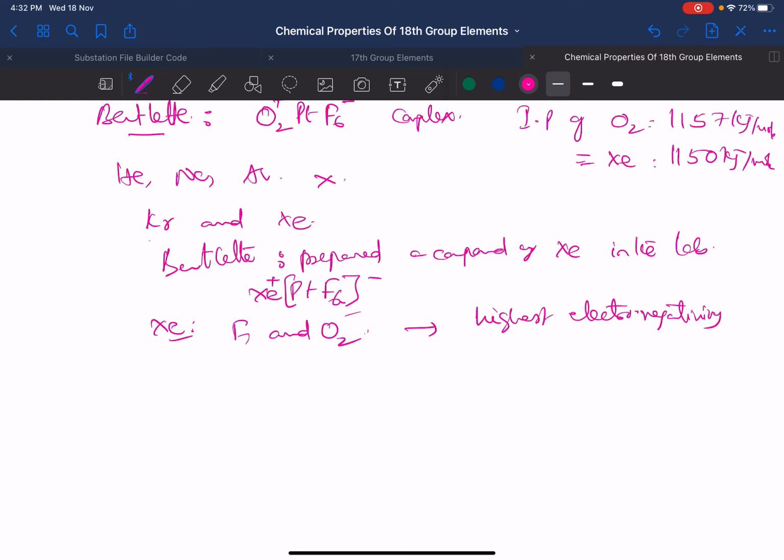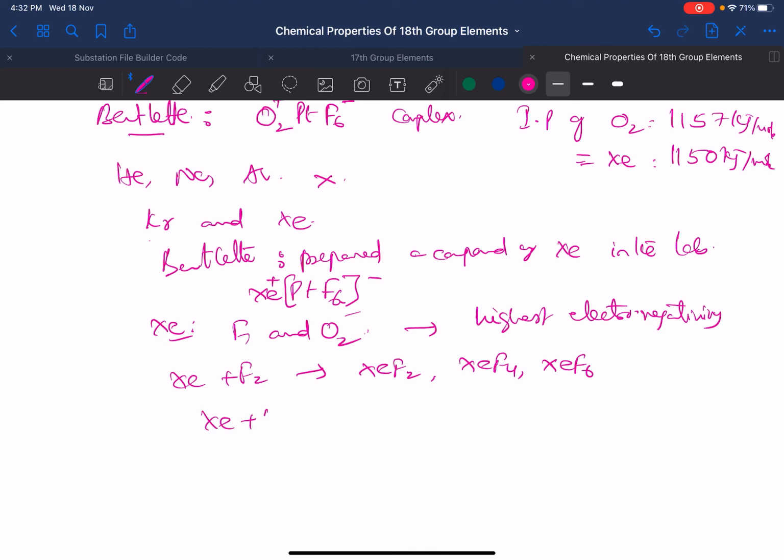So xenon will combine easily with fluorine and oxygen. What are the main compounds when xenon combines with fluorine and then oxygen? When xenon combines with fluorine, it gives 3 types of fluorides: xenon difluoride, xenon tetrafluoride and xenon hexafluoride. So these are the main compounds formed by xenon and fluorine.